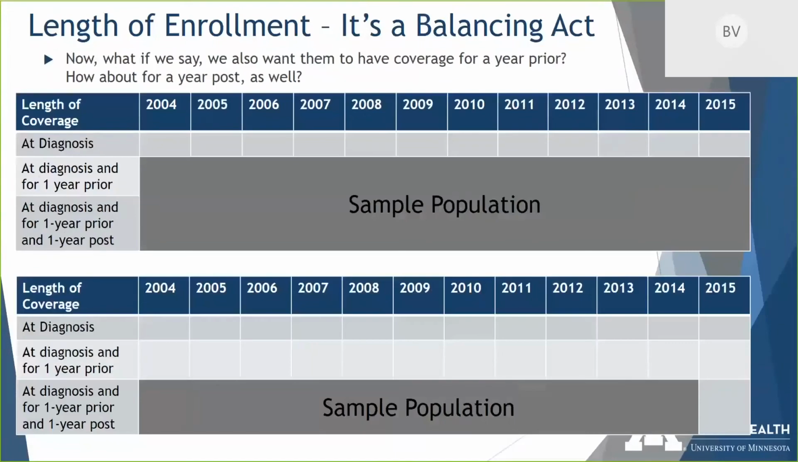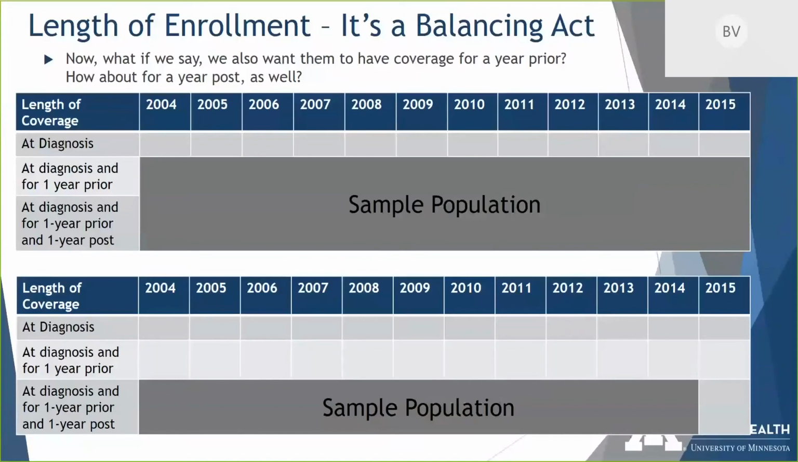So now let's say we also want them to have coverage for that year prior. Let's say we want to control for comorbidities, or we want to control for prior healthcare use. Well, now you've limited your sample size down a little bit, because you no longer can have those individuals who only have coverage at diagnosis. You also want them to have the year prior, and they may or may not have the year post. So you can see the impact on your sample size in that first table, that you lose that first row of individuals.